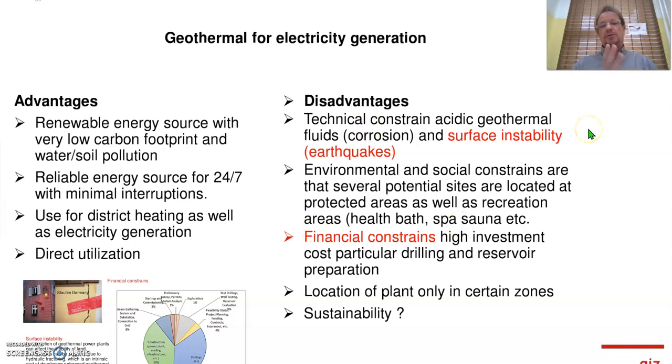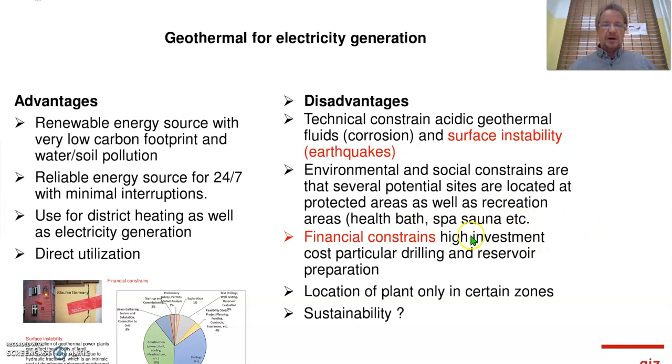Disadvantages are that you sometimes do not know exactly which kind of liquid water you get there. So the acidity of the water could lead to erosion. It also, which I will discuss later on, can lead to surface instability. Environmental and social constraints would be, for example, that you don't really want to have a geothermal plant in an area where you have a health spa and sauna and recreation area.